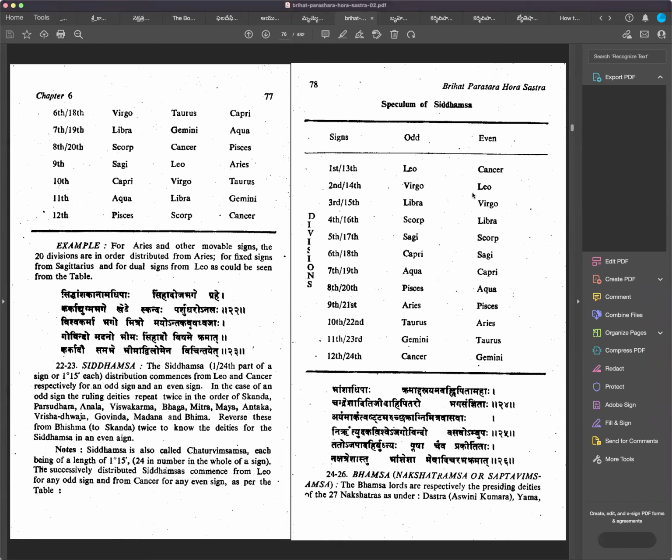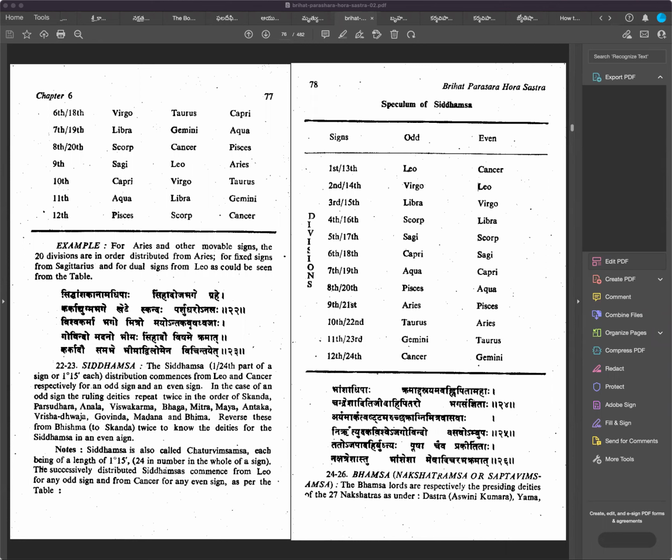Siddhamsha is 1/24th part of the sign. That is, each is 1 degree 15 minutes. Distribution commences from Leo and Cancer respectively for an odd sign and an even sign. So for an odd sign it is Leo, and for an even sign we will start from Cancer.